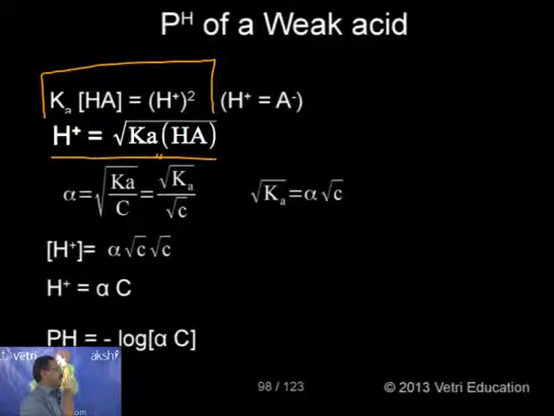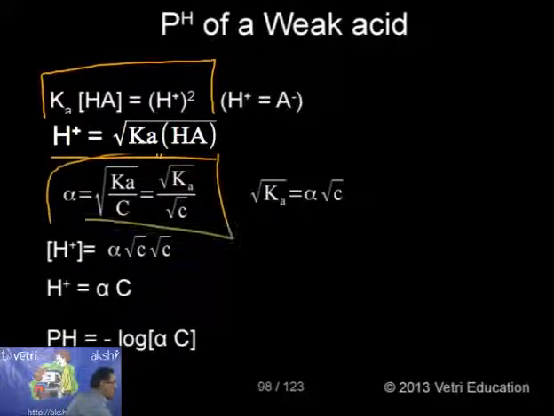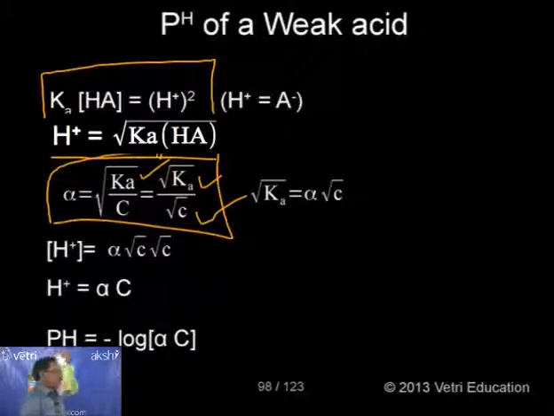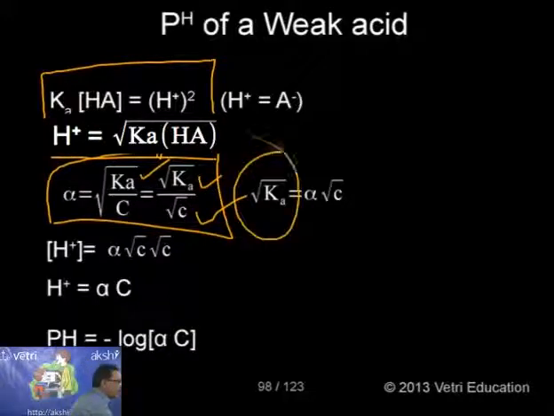So H plus squared is equal to Ka into HA, so H plus equals the square root of Ka into HA. Kindly rearrange now. From the Ostwald dilution law for a weak electrolyte, alpha equals the square root of Ka divided by C. We have already derived this. I can rearrange it: square root of Ka equals alpha into square root of C.